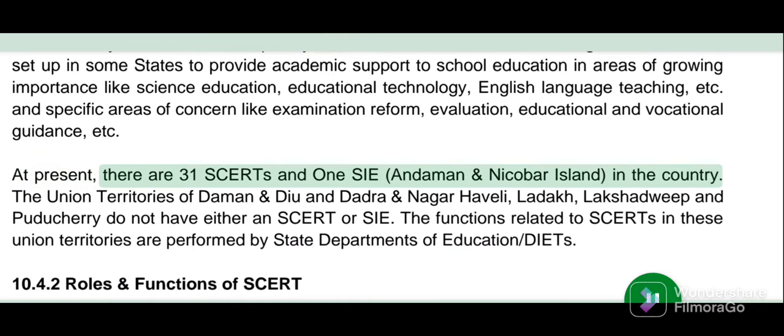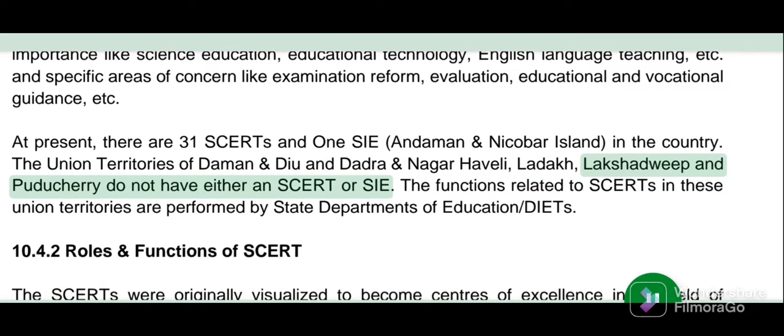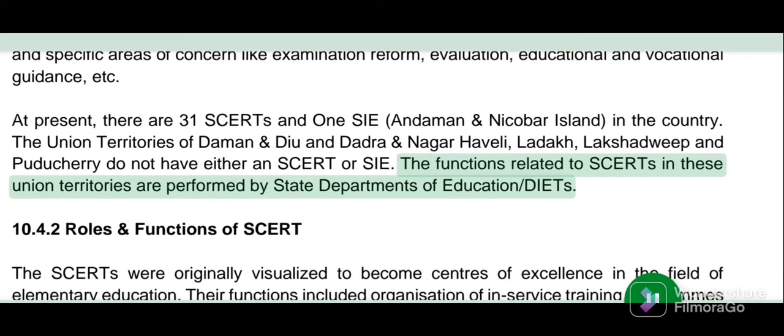At present, there are 31 SCERTs and 1 SIE in Andaman and Nicobar Islands in the country. The Union Territories of Daman and Diu and Dadra and Nagar Haveli, Ladakh, Lakshadweep and Puducherry do not have either an SCERT or SIE. The functions related to SCERTs in these Union Territories are performed by State Departments of Education and DIETs.